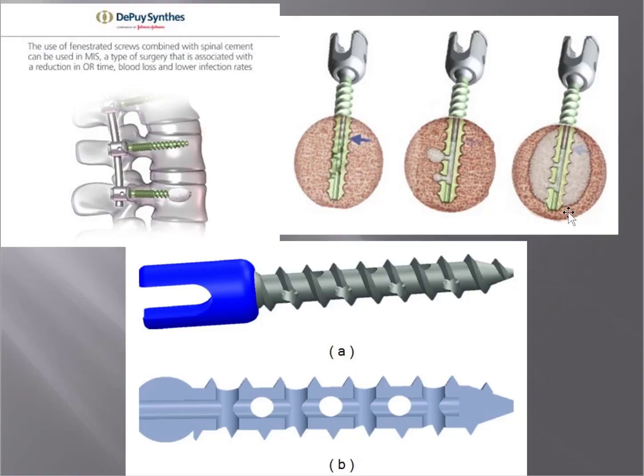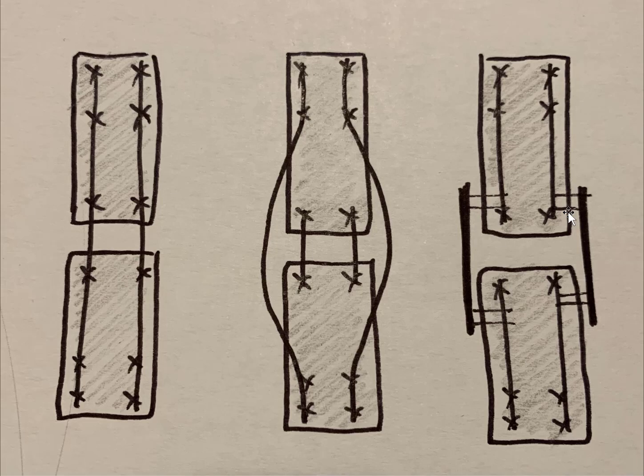I showed this slide just to remind everyone that the superior screws have a tendency to cut out, and fenestrated screws, where you can insert cement through the screws into the vertebral body, give you added pull-out strength for the screws. And I like to use these. DePuy Synthes has screws like this.